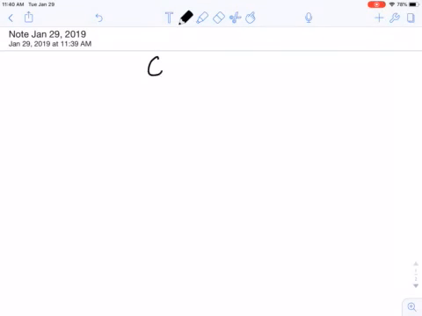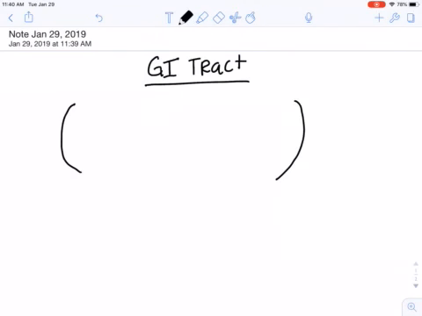Hi everyone, the purpose of this video is to go through the GI tract, and we're going to talk about the absorption, the digestion, and then the nutrients that are absorbed. So here we go. The first organ of the main GI tract is going to be your mouth.